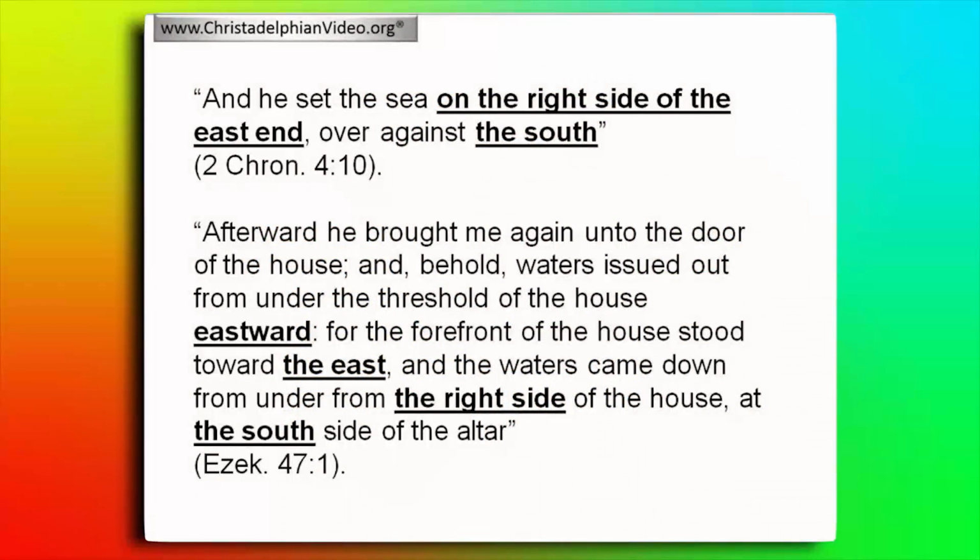There is a strong scriptural connection which directs us to compare the molten sea with the temple of Ezekiel. In 2 Chronicles 4 verse 10 it is written, "And he set the sea on the right side of the east end, over against the south." And in Ezekiel 47 verse 1 we also read of the east, right and south in relation to the temple.